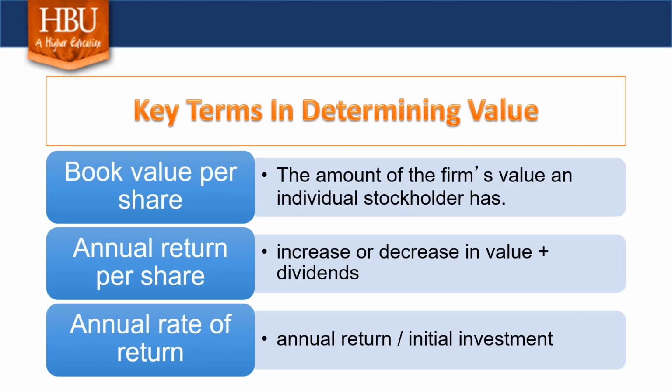Here are some other ways we can determine value of a firm. There's the book value per share. That is essentially the amount of the firm's value an individual stockholder has. We also have annual return per share. It's that increase or decrease in value plus the dividends. It's that which is being returned. The annual rate of return is annual return divided by our initial investment.